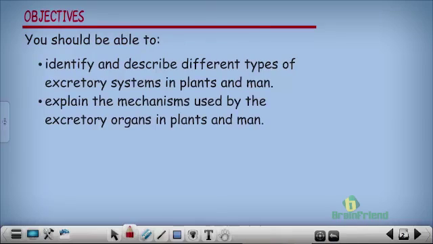At the end of today's class, you should be able to identify and describe the different types of excretory systems found in plants and man. You should also be able to explain the mechanism by which these excretory organs in plants and man function.